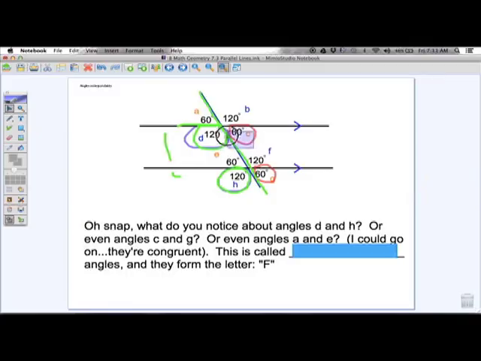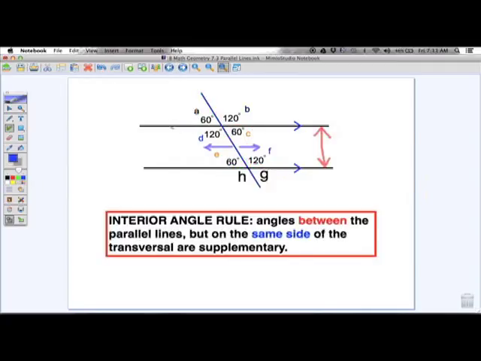The same thing over here, they're congruent. If you look over here, the same side of the transversal, you have the 60, and you have a 60. One is below the upper parallel line, and one is below the bottom parallel line, and they're always congruent. That is our corresponding, and that's our letter F. Sorry, I should have shown you that the interior angles, this is our C.